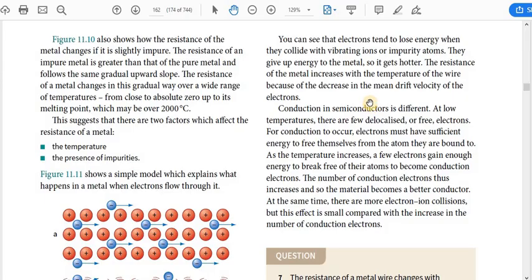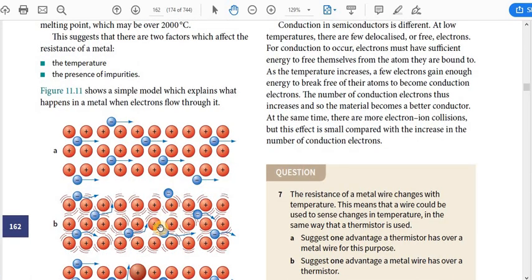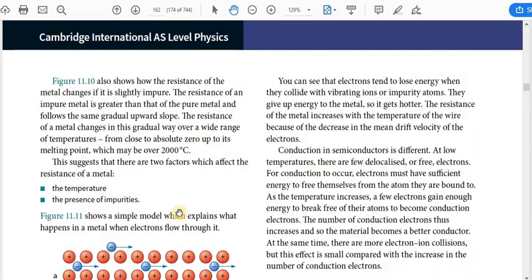Okay, so what happens is, now when these electrons collide with the metal atoms, they make them vibrate even faster because energy is transferred from the electron to the metal atom. So when they vibrate even faster, temperature is a measure of the average kinetic energy of the particles in a substance. So faster vibration means greater kinetic energy. So greater kinetic energy means higher temperature. So they give up the energy. So this is about the electrons when they collide with the vibrating ions or impurity, they give up energy to the metal, so it gets hotter.